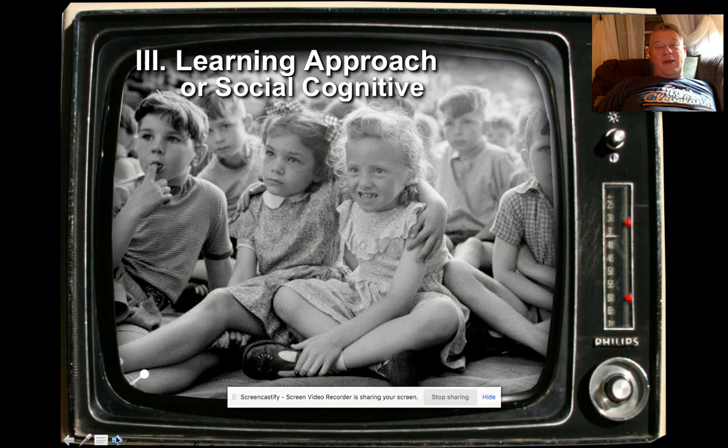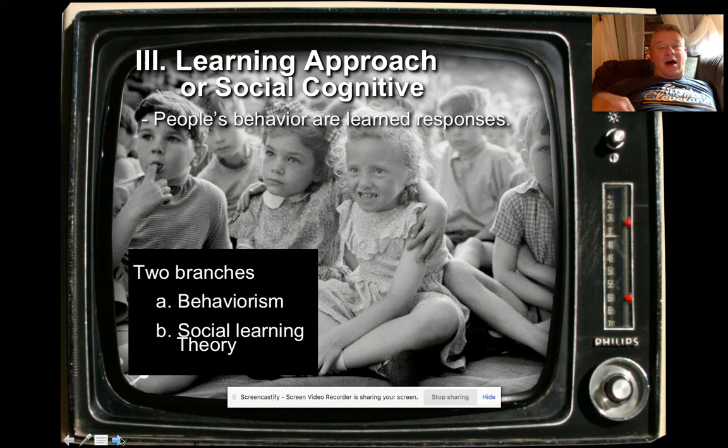So here we go. We have the learning approach or social cognition. As we've discussed in class, cognition means thinking, involving the brain, the temporal lobe and the frontal lobes all working together, building memories and working through how we react to different experiences that show up. So the learning approach, or socially thinking approach, is broken down into two branches: behaviorism and social learning theory.